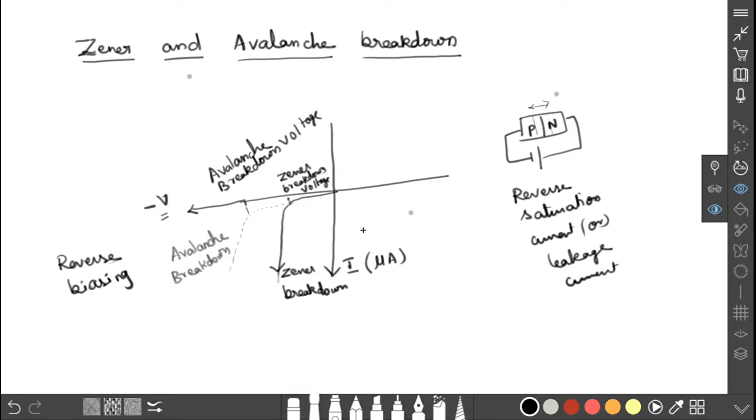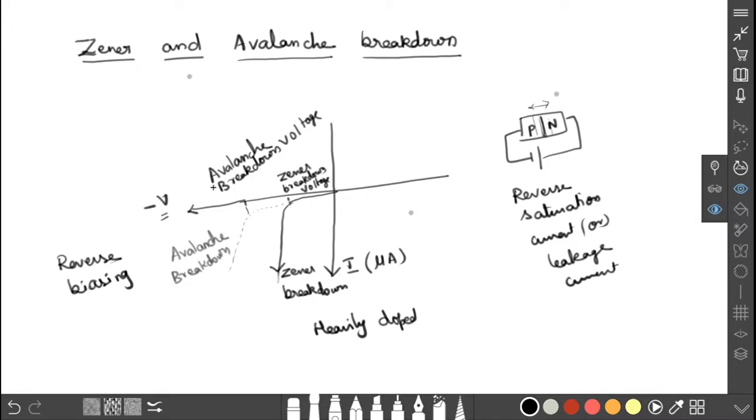Further, if you keep increasing the voltage, the PN junction will break down at a particular voltage. That voltage is called the breakdown voltage. First, let us see how the Zener breakdown takes place. Zener breakdown takes place in heavily doped materials. Heavily doped PN junction means more and more charge carriers are available, so its depletion region will be thin enough.